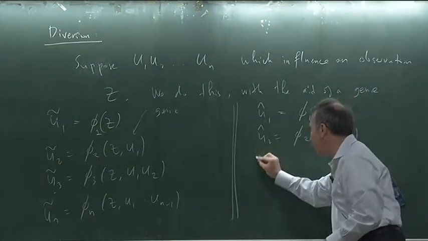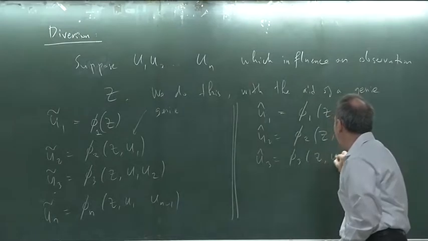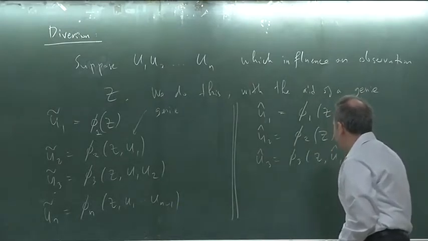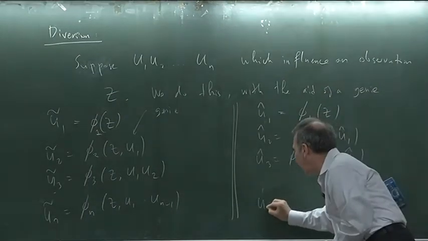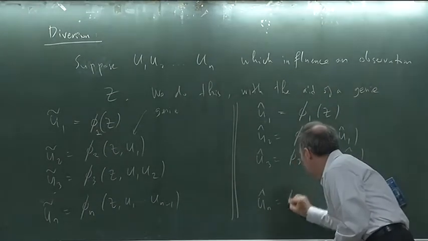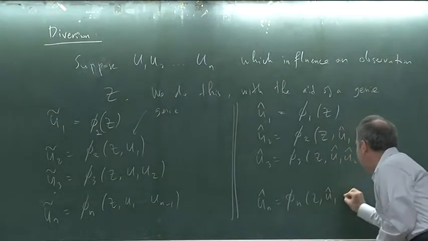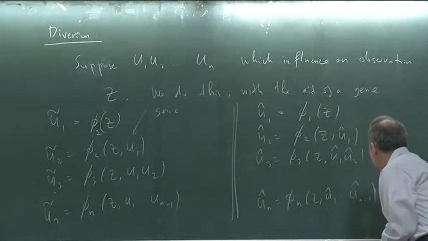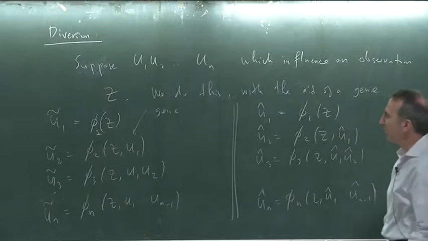We go on like this. So U_3 hat is phi_3 of z, U_1 hat, U_2 hat, these are the hats, and U_n hat is phi_n of z and a whole bunch of hats. So now, here's the question.